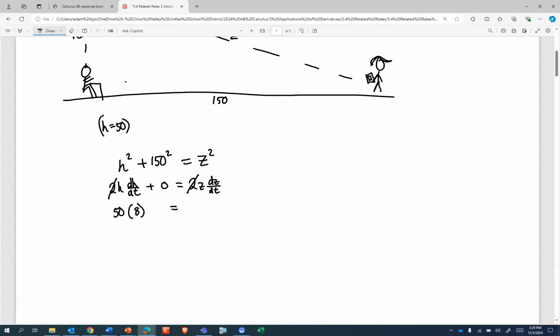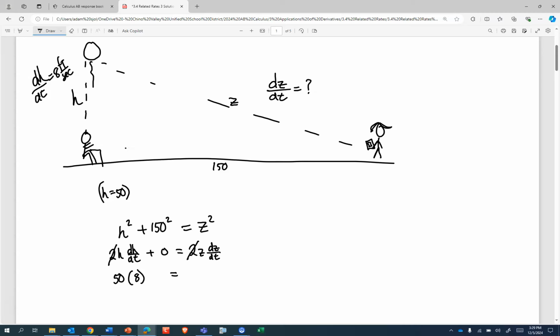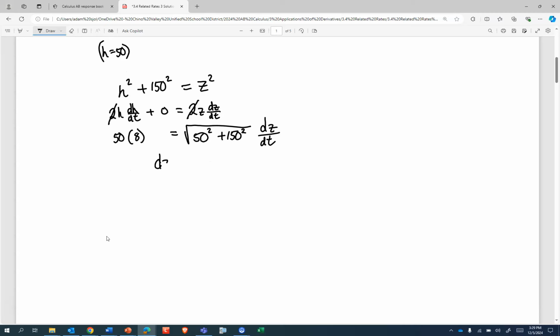Z, oh man, what is z? Z is, when the balloon is 50 feet above the boy, what's the distance between the mom and the balloon? And that is, Pythagorean theorem stuff, the square root of 50 squared plus 150 squared. You can grab a calculator if you want, but if you're going to use a calculator on a problem like this, the thing you should do is wait until the end to use your calculator. So I'm going to have 8 times 50. I'm not even going to multiply that out, even though I know it's 400. Because if I'm using a calculator, I'll just do everything all at once and write, dz dt is equal to whatever the heck that is.